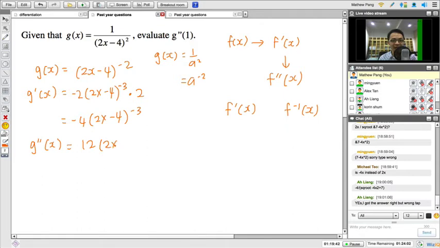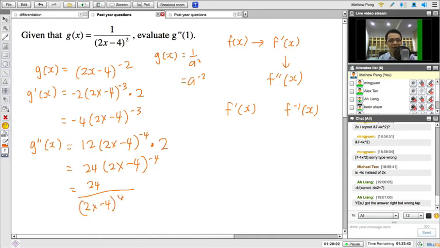This is 2x minus 4 minus 3, right? So it becomes -4. And then differentiate inside, I got a 2. So 2 is going to multiply 24. So this one will be 2x minus 4 to the power of -4. Then I write it in fraction form, it will be 24 over what? Over 2x minus 4 to the power of 4. This is the answer, 3 marks in SPM.